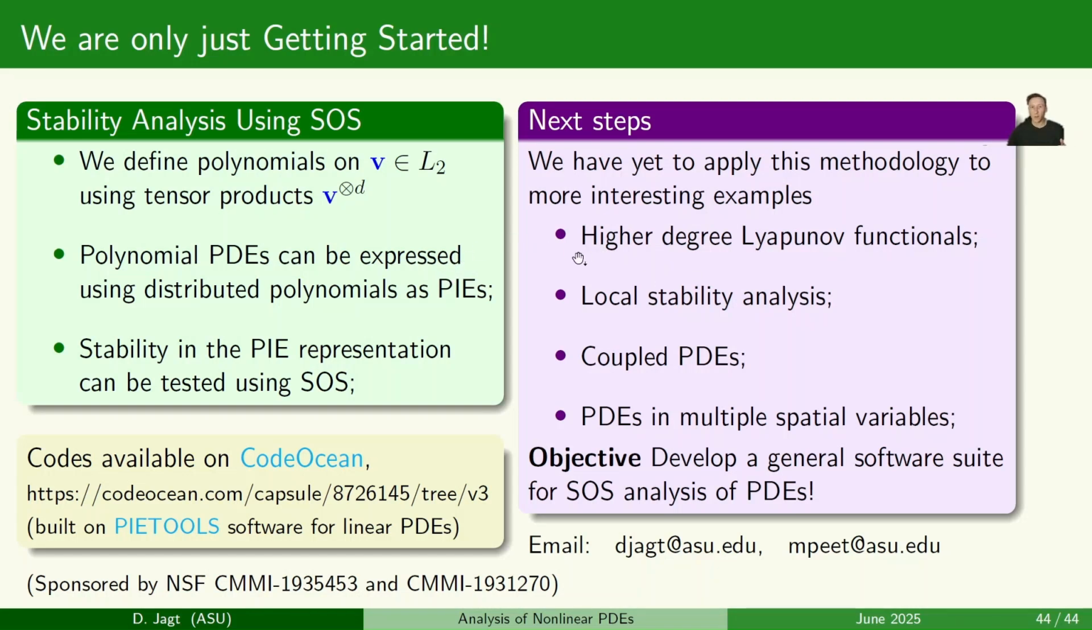In particular, I think a next step would be to consider higher degree Lyapunov functionals. We've only used quadratic Lyapunov functionals, but perhaps tighter results can be obtained using, for example, quartic Lyapunov functionals. But that means we have to parameterize another class of multivariate PI operators. Also, nonlinear systems are generally not globally stable. That's quite rare. So we want to be able to test local stability as well, perhaps derive some positive results. It would be interesting if we could apply this to coupled PDEs.